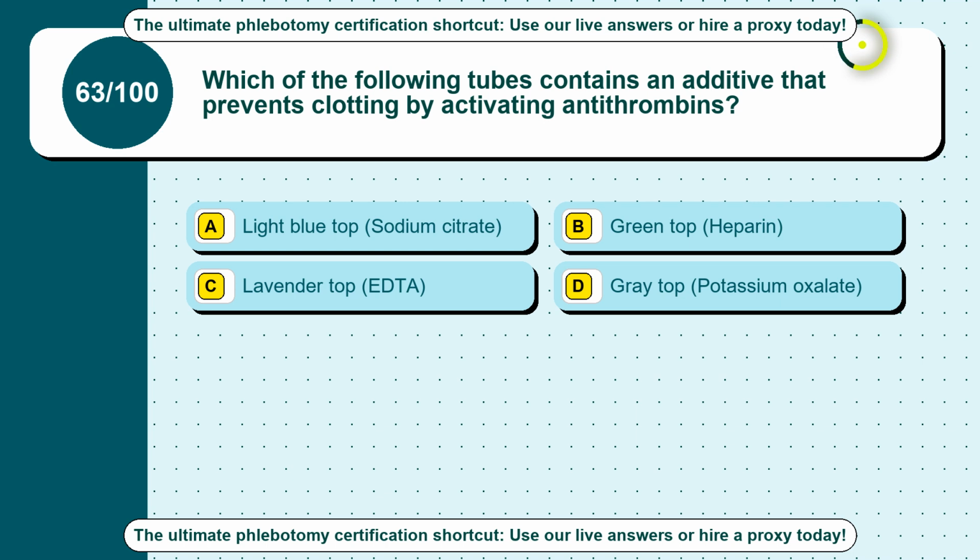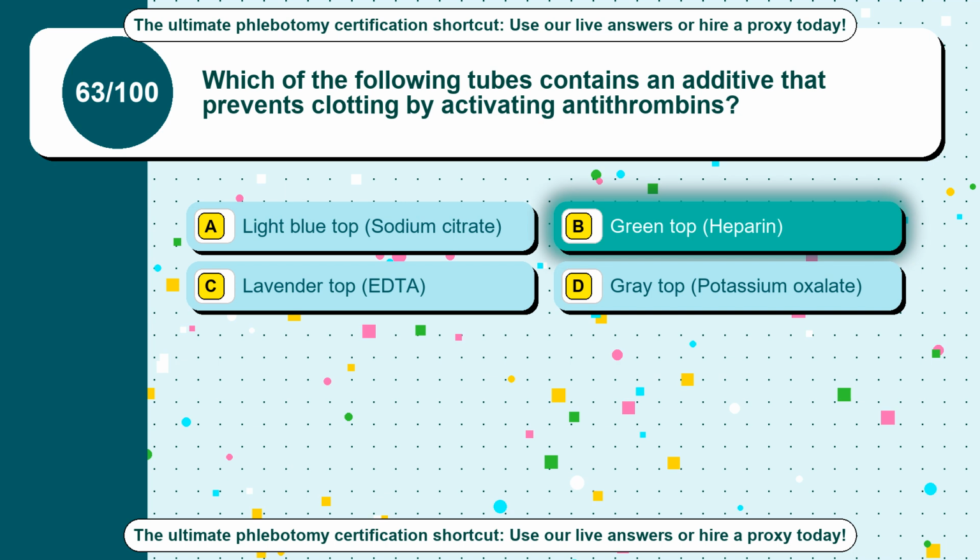Option A, light blue top, sodium citrate. Option B, green top, heparin. Option C, lavender top, EDTA. Option D, gray top, potassium oxalate. The correct answer is option B, green top, heparin.